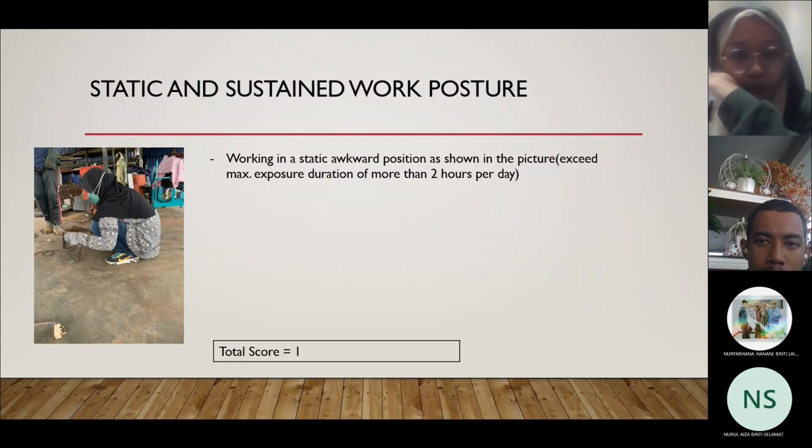For the next assessment, the worker has been in a static awkward posture for a long duration, as shown in the picture on the left side.